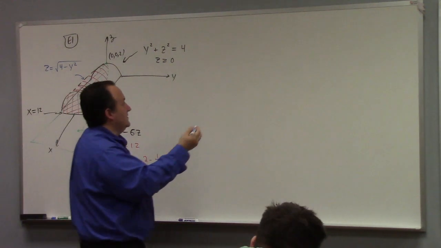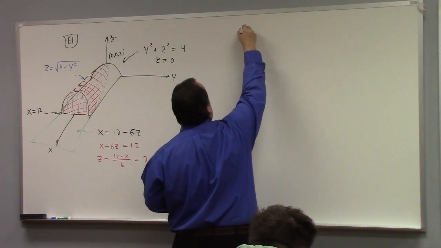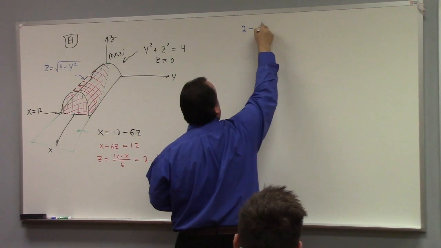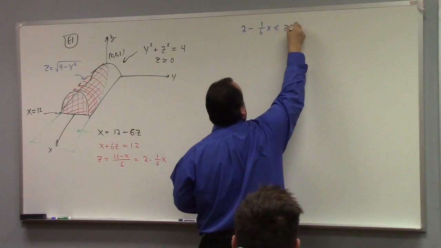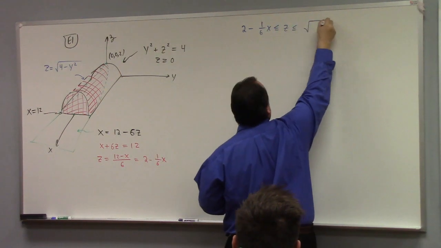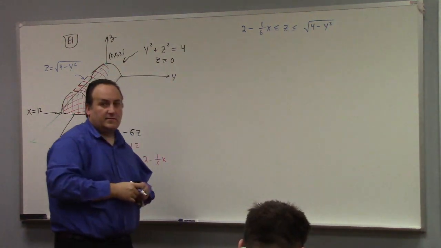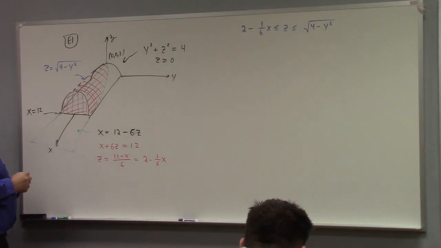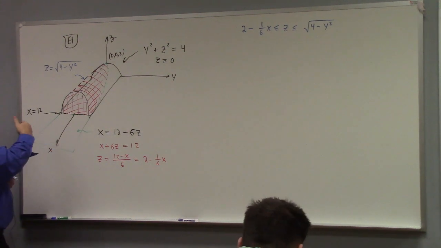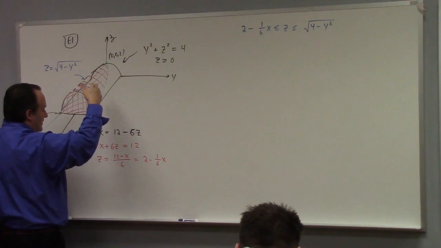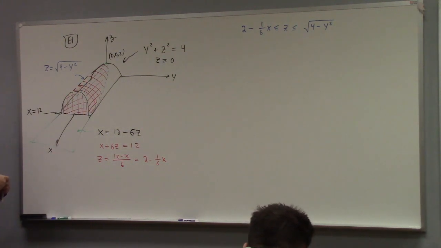Okay, so getting to the point. We have 2 minus 1/6 x less than or equal to z less than or equal to the square root of 4 minus y squared, right? That is the most complicated aspect of this volume. But I would start with x. I would make x the outside bound, but that's the most lazy of all the inequalities to describe the volume, right?